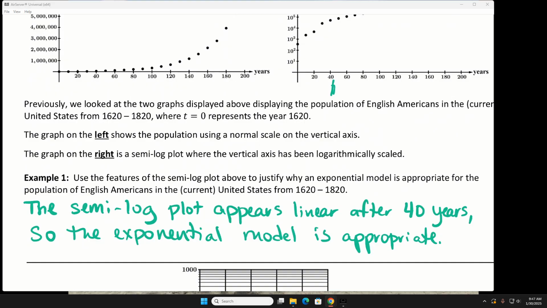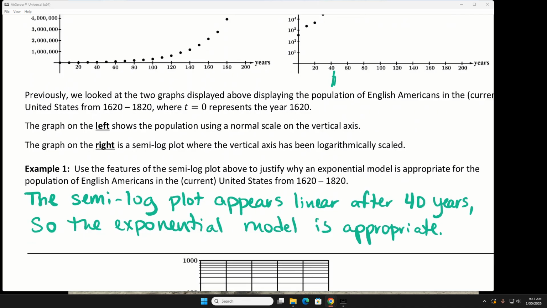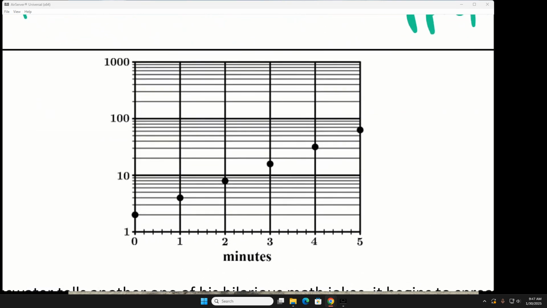And I feel that the AP test is going to find a way to test that you know that. It's possible it might be like example 2, or it's possible that it might be simpler, that you just see the graph of the semi-log plot and then are asked which model would be appropriate, like linear, quadratic, exponential. And so you would have to know that when this appears linear, then the model is going to be exponential.